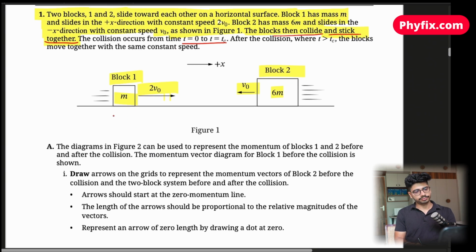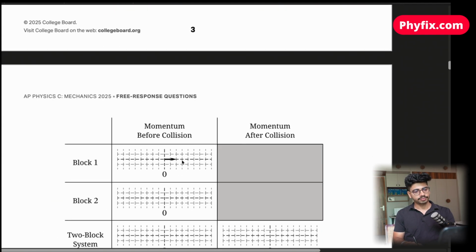So the momentum of the first block initially: momentum is mass times velocity, mass times 2v naught. So basically 2mv naught is the momentum of that one. And they represented it with the 2 marking over there. So up to the 2 marking, it is 2m.